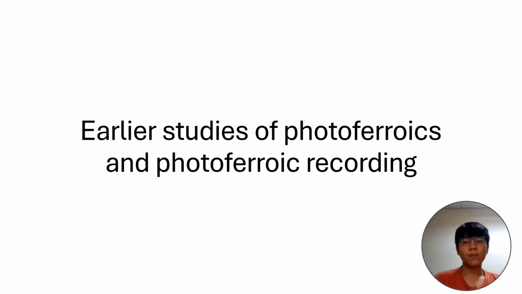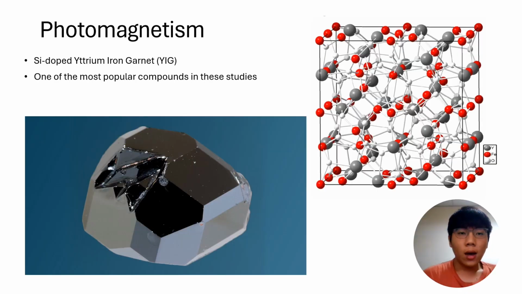I am He Chenyuan. After the introduction, I'm going to talk about some early studies of photoferrics and photoferrites recording. The term photomagnetism was first mentioned in 1964. And silicon-doped yttrium iron garnet, YIG, is one of the most popular compounds in these studies. Why? Because YIG is a material that has a significant change in magnetic anisotropy after illumination.